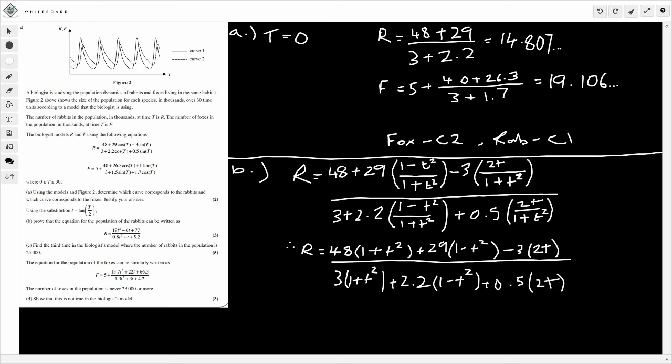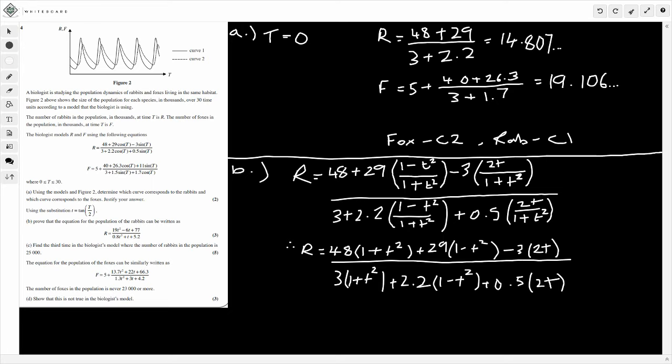So how we're going to approach the next step is we need to just cancel and simplify again. The way to do this is just to multiply and expand the brackets up here and down here, right? So this is going to be 48 times 1, and then 48 times t squared. So I'm going to get 48 plus 48t squared, and then I'm going to get 29, sorry, minus, because it's plus times a negative. So it's going to be minus 29t squared, and I'm going to get minus 6t at the end.